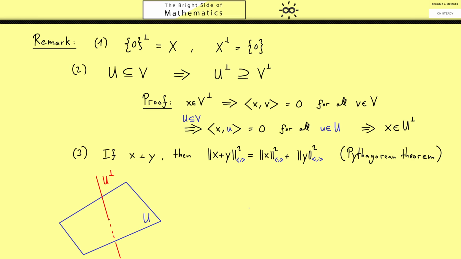So maybe as a cliffhanger, in the next video we will show that U perp is always a closed subspace. For showing the subspace property, we just needed linear algebra knowledge. But now also some topological stuff comes in. But as I said, that's something for the next video.